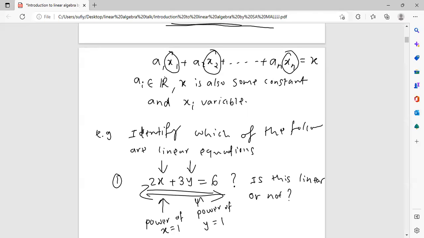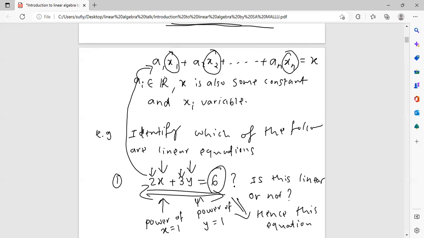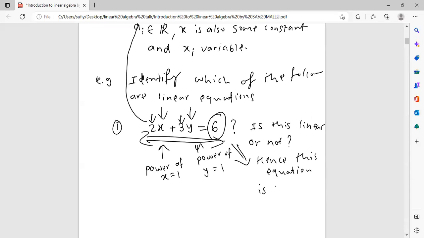So if you look at this equation, it does satisfy the form that we saw earlier at the top: we have two variables, both with exponent 1, together with some constants, which is 2 in this case and 3 with y, equal to some constant k. Hence, we would say that this equation is a linear equation. Any questions? Hence, this equation is a linear equation.